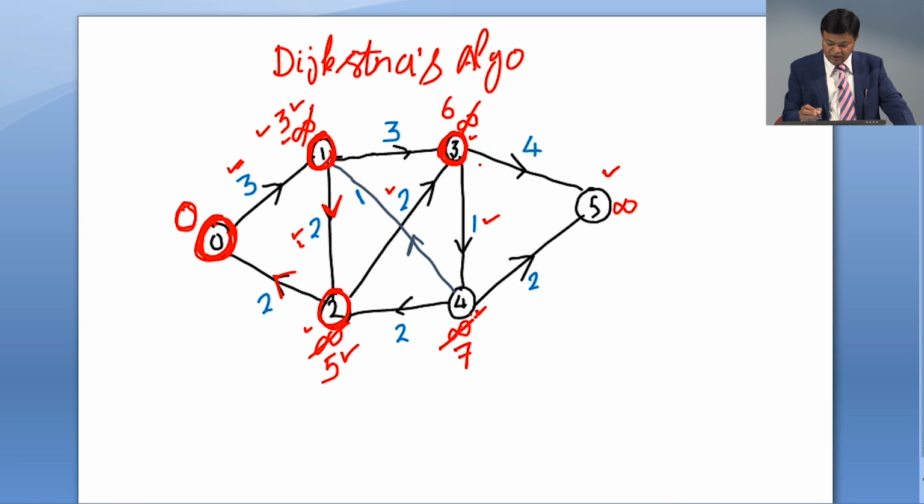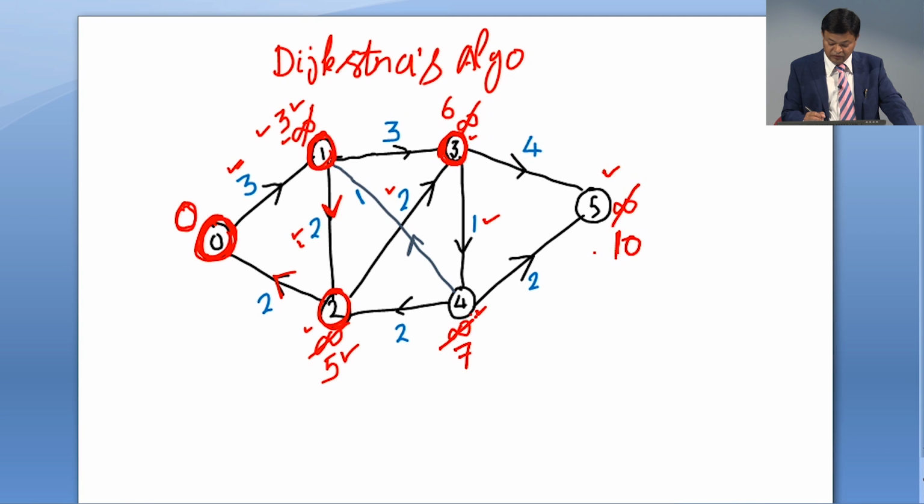Same way from 3 we may go to 5 also. What will be the distance associated? From 3 we may go to 5, and distance associated from 3 to 5 is 4 and up to 3 is 6. So total distance is 6 plus 4, that is 10. So this infinite will be replaced by 10.